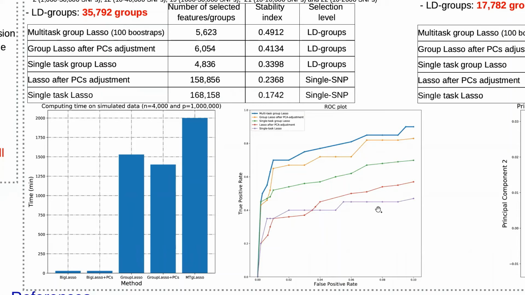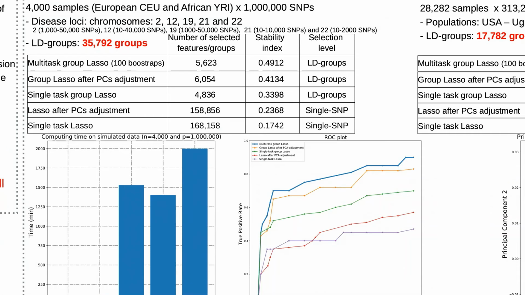Computationally speaking, our method is slow compared to the other methods, but this is still reasonable as the multitask Group Lasso incorporates many components like stability selection with subsampling, hierarchical clustering, and Group Lasso on multiple tasks. In terms of stability, we can see clearly that the multitask Group Lasso has the best stability index with 5,623 groups.